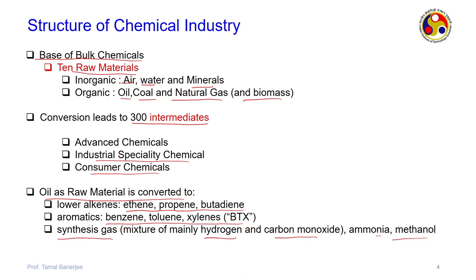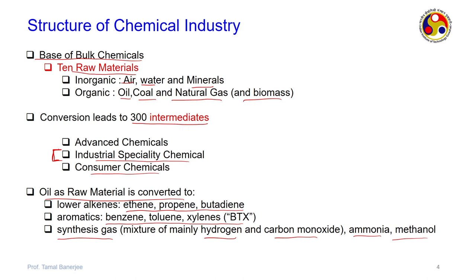Ammonia production. Likewise, you can also carry out what we call the Fischer-Tropsch reaction. The Fischer-Tropsch reaction also produces the Fischer-Tropsch products. So, oil as a raw material is very important. But in this particular course, we won't focus much on oil, because we will be focusing on the industrial specialty chemicals, because we want to produce something which is of value.